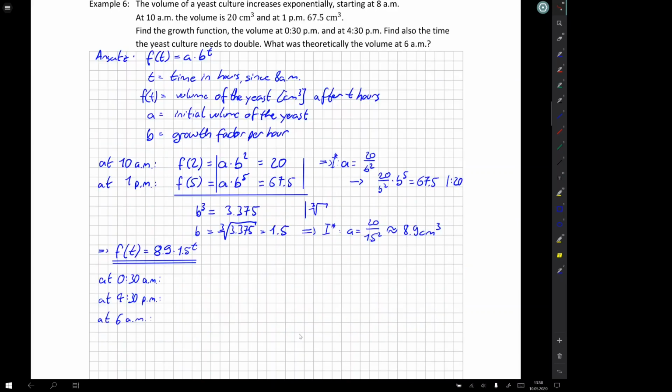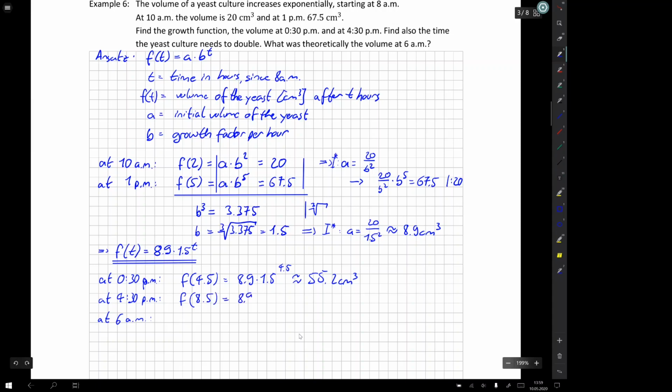Now we have to provide the volume of the yeast at 3 time points, at 12:30 p.m., at 4:30 p.m., and this theoretical volume at 6 a.m. already in the morning. So at 12:30 p.m., that's f of 4.5, because it's 4.5 hours after the start. So we get 8.9 times 1.5 to the power of 4.5, which is approximately 55.2 cubic centimeters.